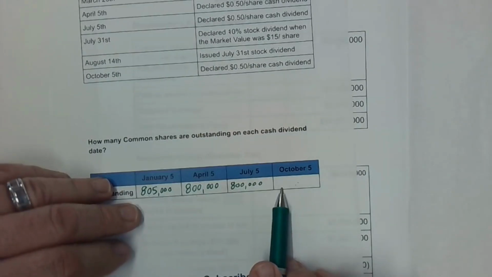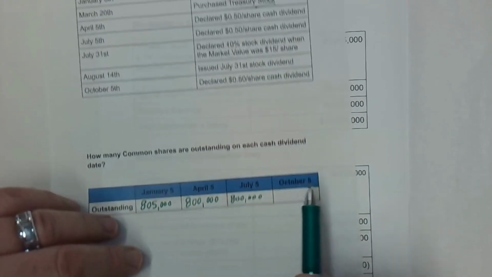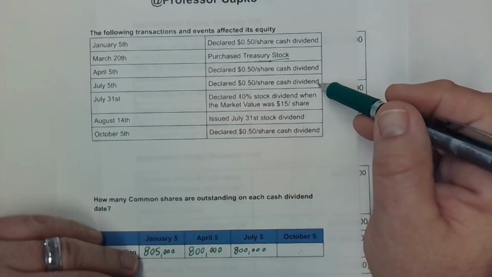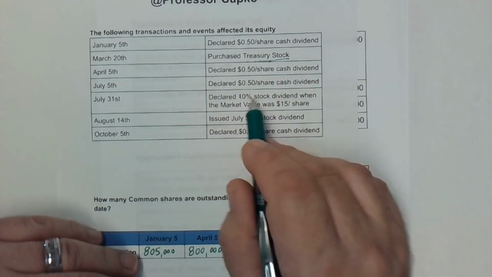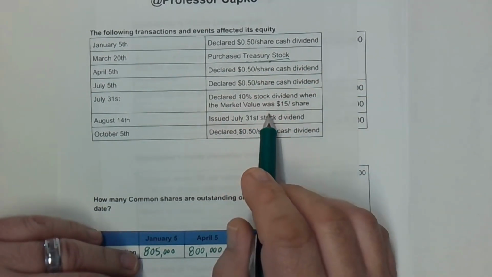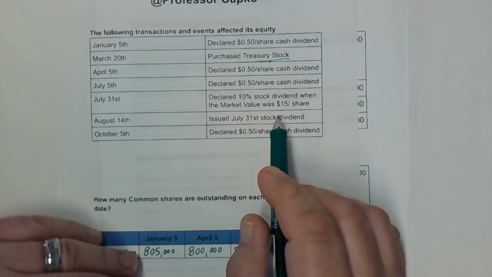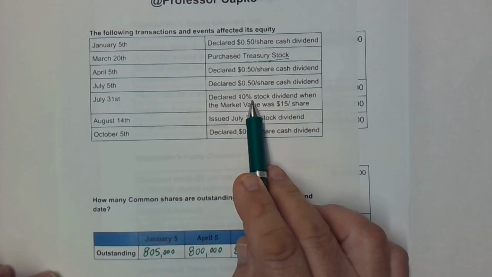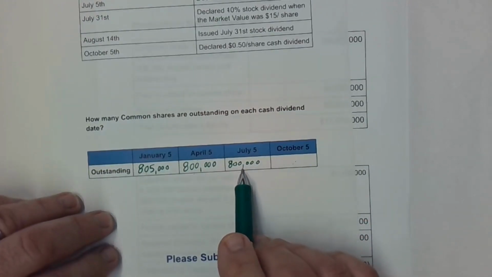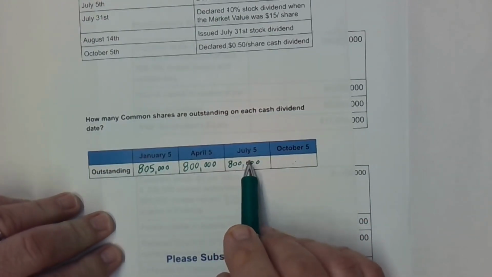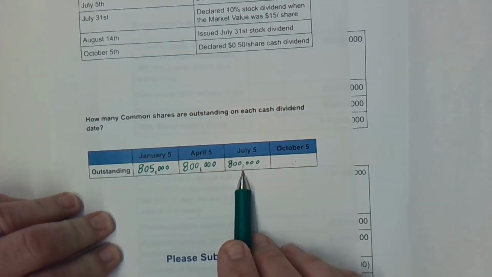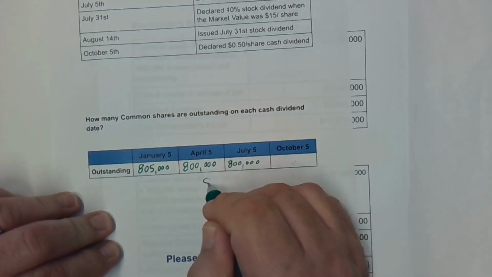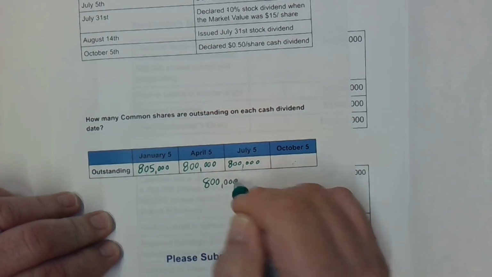Now we're heading toward October 5th. We're almost done with our chart. We're going to get that last one. We have taken care of all of these. Now we're to a 10% stock dividend when the market value was $15 per share. We are going to take 10% of the number of shares that are outstanding and pay a dividend on it. So our number of shares outstanding on July 31st, because there's been no changes between July 5th and July 31st, is 800,000.